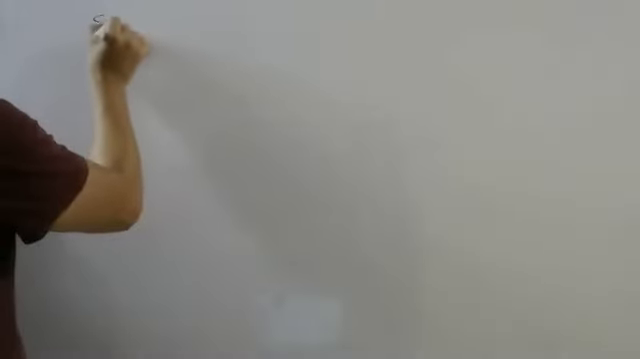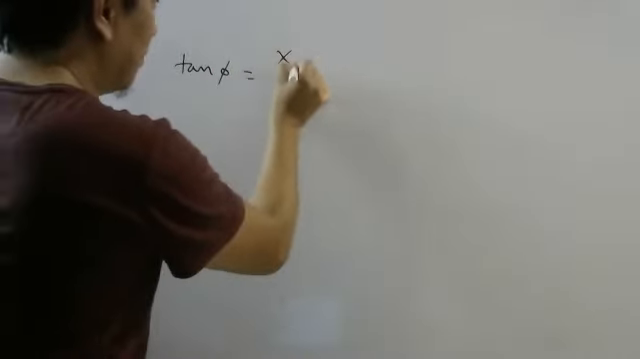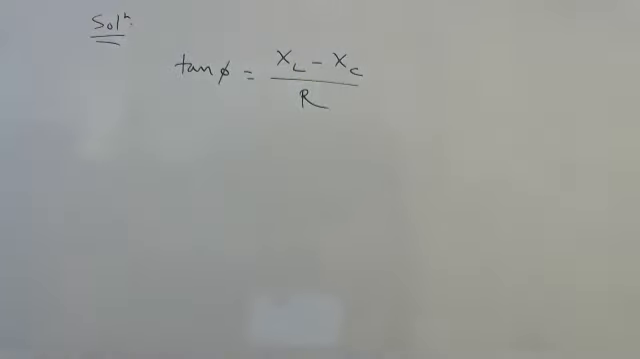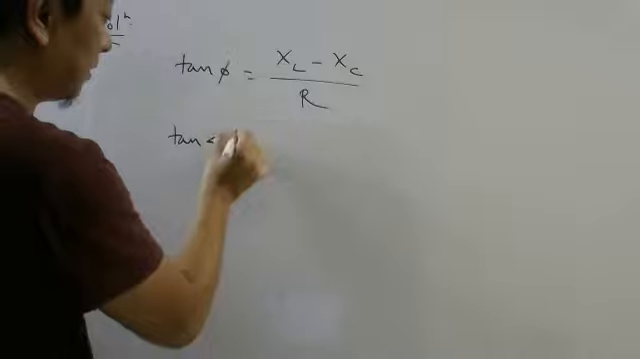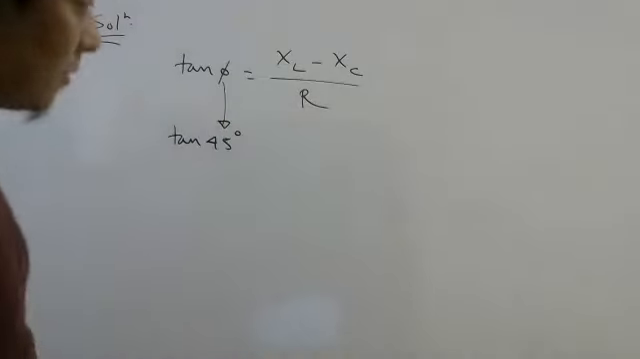So how will you start the problem? See, phase difference they have given. So start with the formula with phase difference. What is the formula for phase difference? Tan phi is equal to XL minus XC by R. Right? Okay. Now phi is given 45 degree. Phase difference is given 45 degree. This is given, right, already.